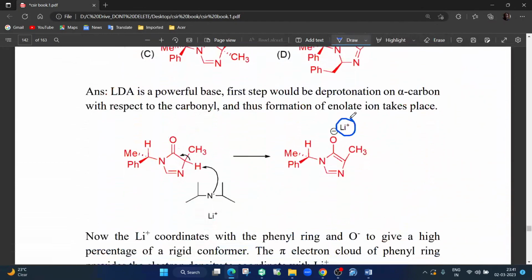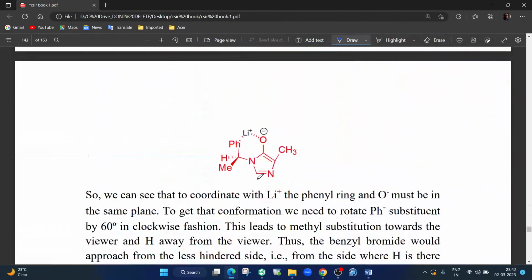it forms a kind of chelate, okay, and because the phenyl ring has a lot of electron density, the pi cloud is there basically, therefore this gives negative charge to the lithium and chelates and forms a kind of bridging with O minus and lithium. So you have something like this, okay. Now please understand, this is the most stable conformer, because as soon as interaction occurs, energy is released, it is more stable. Now what happens, once you fix it, you can see this methyl is towards the viewer and hydrogen is away from the viewer.